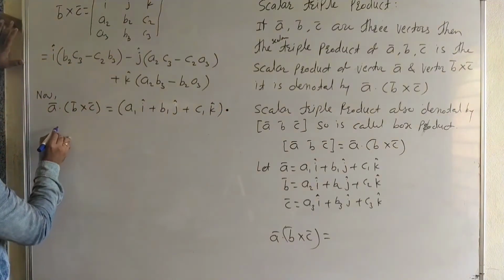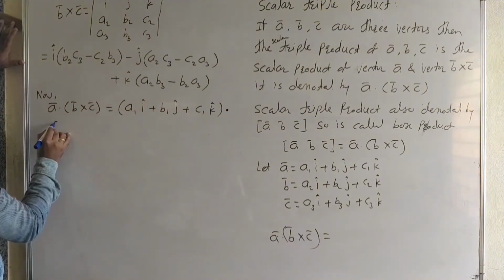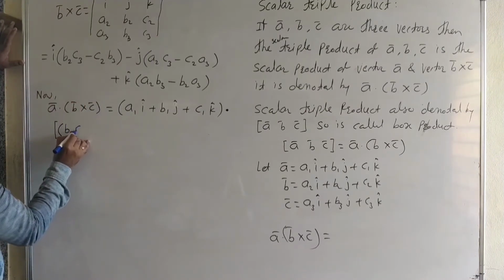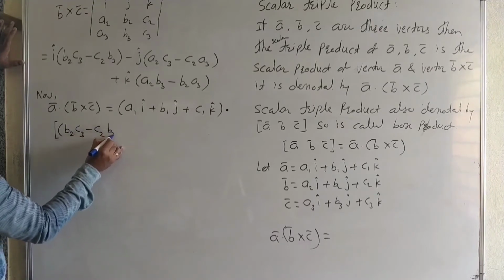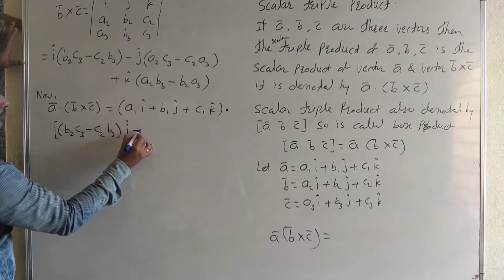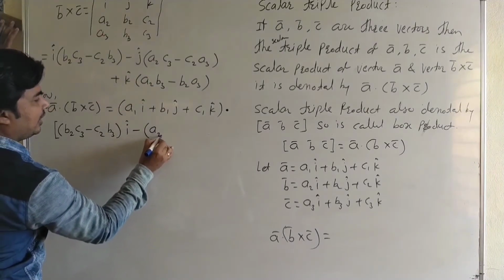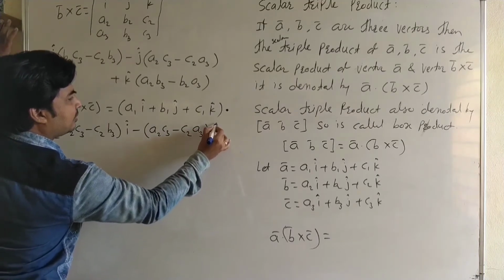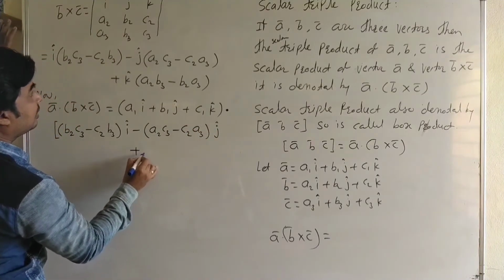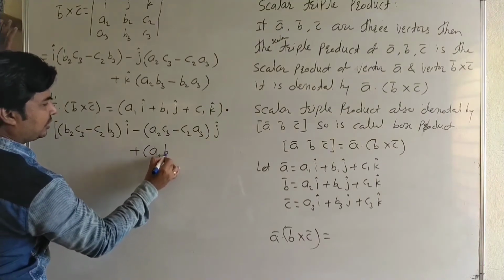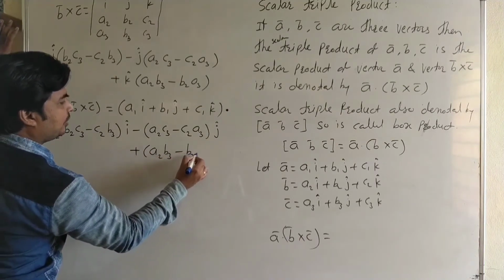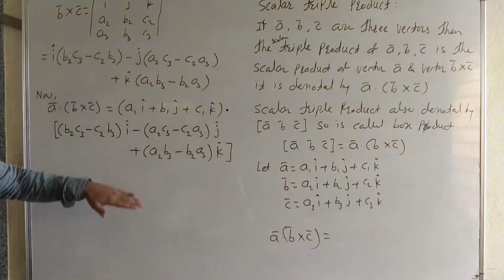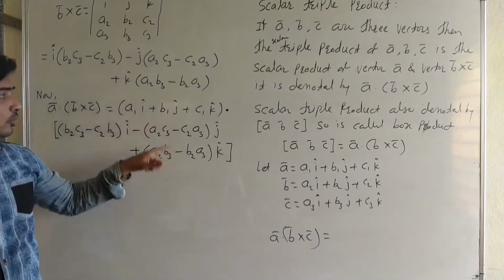A bar dot. Now we can write B bar cross C bar. Here it is B2 C3 minus C2 B3 I cap minus A2 C3 minus C2 A3 J cap, okay, and plus A2 B3 minus B2 A3 K cap. Here we want to just find this dot product, that is the scalar product of these two vectors.